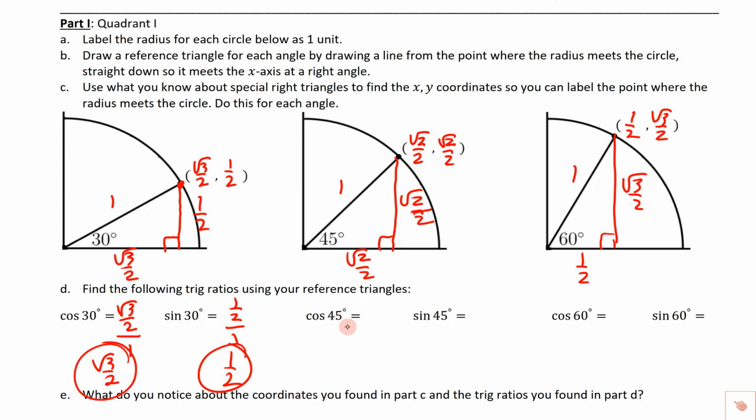Lydia, what two sides are involved in the cosine ratio? Okay, so what's the adjacent on the 45 here? And what's the hypotenuse? 1. Okay, so can you tell me what the cosine of 45 is? Radical 2 over 2. I've got that one. Okay, Andy, what two sides are involved in the sine ratio? Opposite and hypotenuse. Can you tell me what the opposite side is here? Radical 2 over 2. And can you tell me what the hypotenuse is? 1. Perfect. Can you tell me what the sine of 45 is then? Radical 2 over 2.